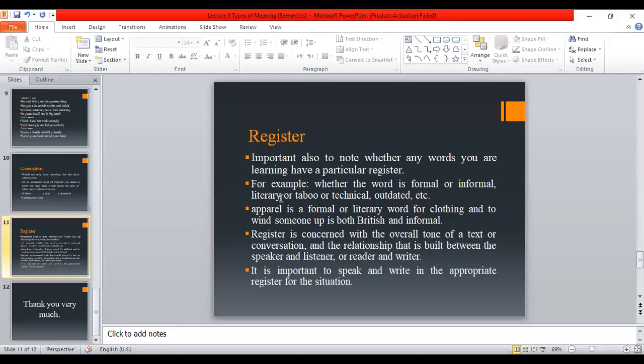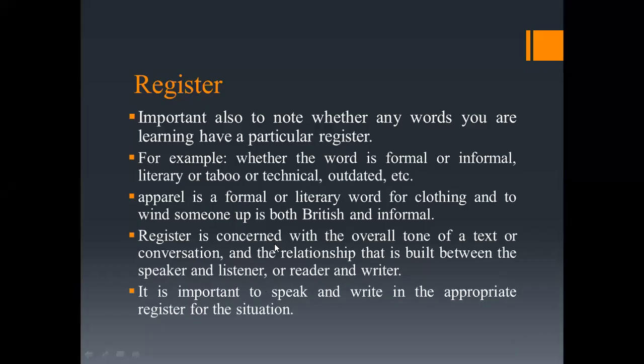So this is what we have registered. So register is concerned with the overall tone of text or conversation, and the relationship that is built between the speaker and listener, or reader and writer. It is important to speak and write in the appropriate register for the situation.